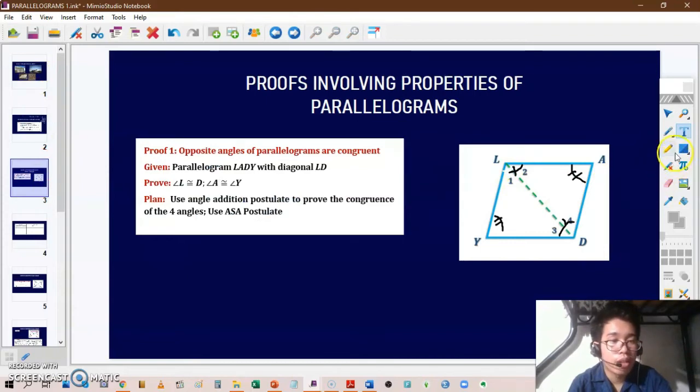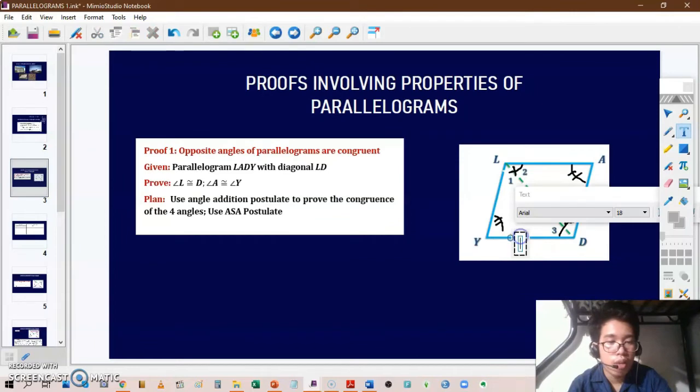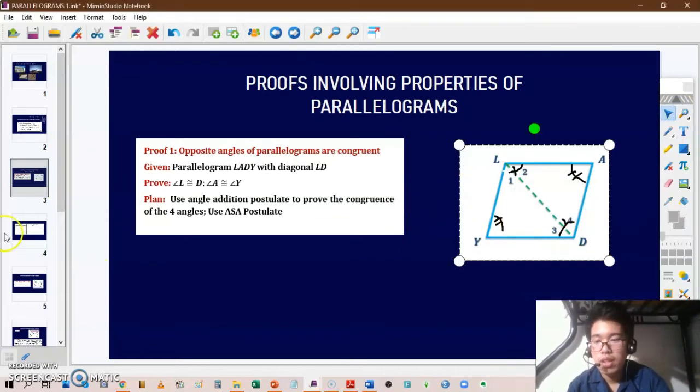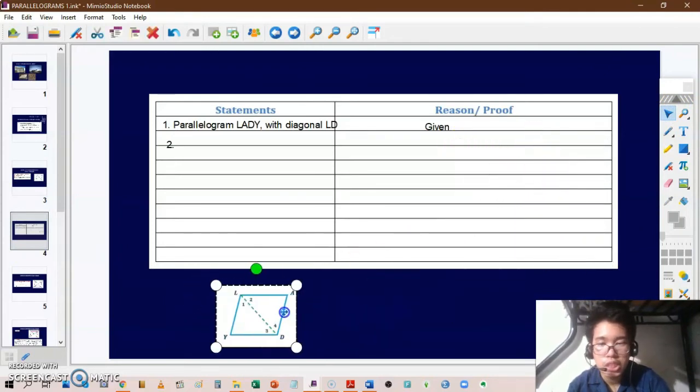Since we have here a parallelogram, then we must have two pairs of parallel sides. So that's LA and YD, and LY and AD. Let's try to copy this figure here so it'll be much easier. Let's copy and paste that here, but just make it a miniature version.